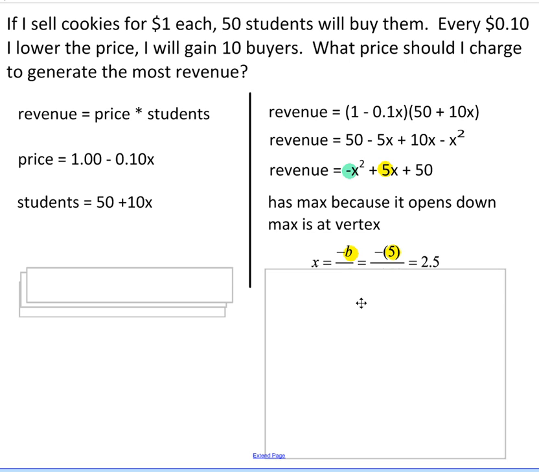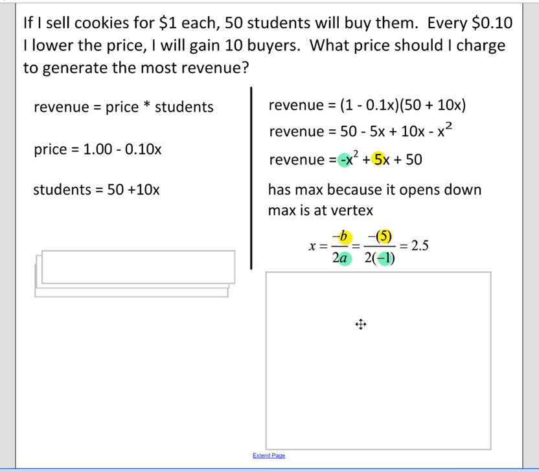So we go ahead and pop it into the equation here. X equals negative b over 2a. To calculate our x value, use 5 for b and negative 1 for a. And that solves down to 2.5. So that's the x value of our vertex.